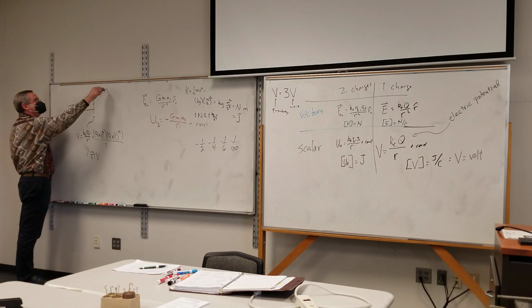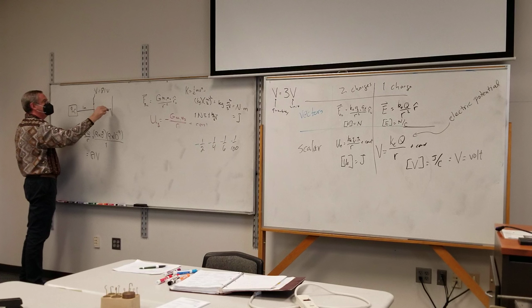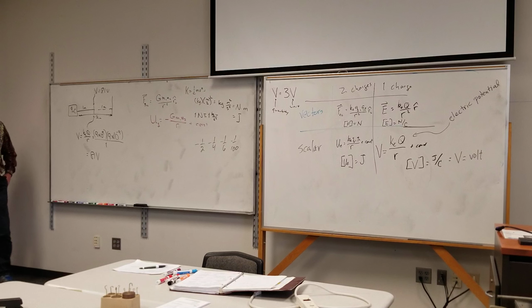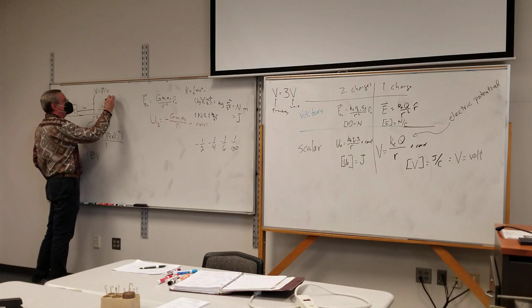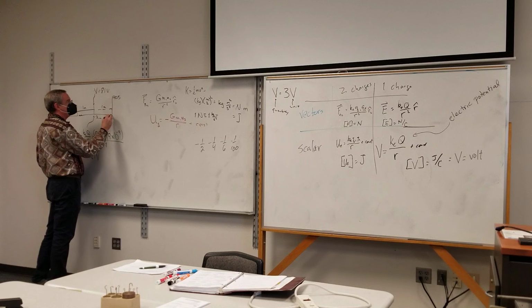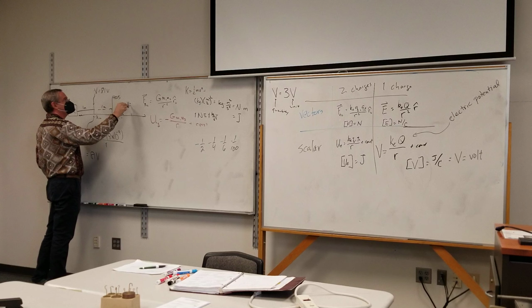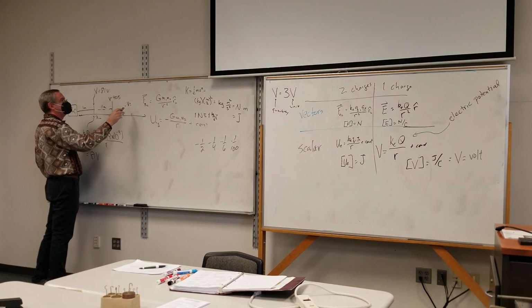So 81 volts. If I go out here and I'm at 2 meters, so an extra meter, so 2 total, what is my electric potential here? Okay, 40.5. If we go out another meter, let's go out 3 meters, what's my electric potential here? 27 volts.